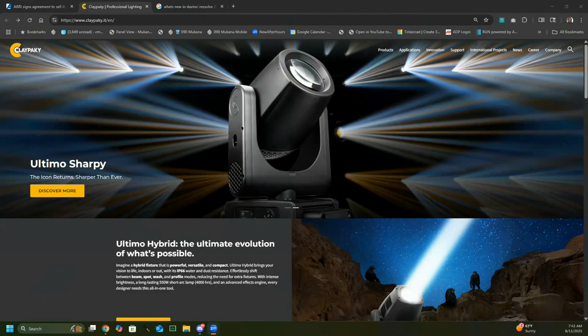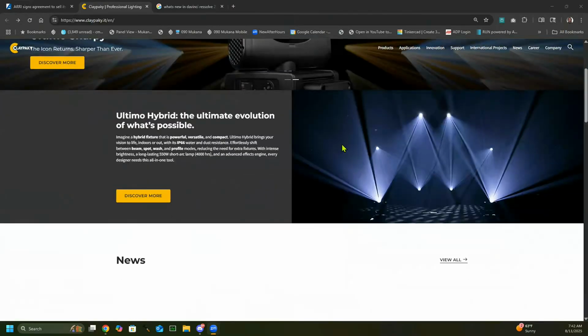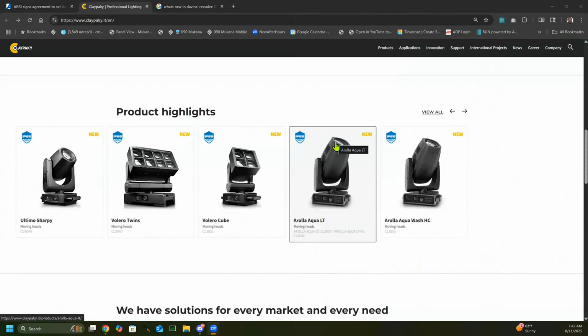One of them, I think they've already made an agreement, is Claypaky, which is the company that makes these automated lights that are out there. I think they've agreed to sell that division. And of course, there's ARRI Lighting, which is a whole separate division other than their cameras that provides standard stage and set lighting. So they may want to trim down and improve profitability.